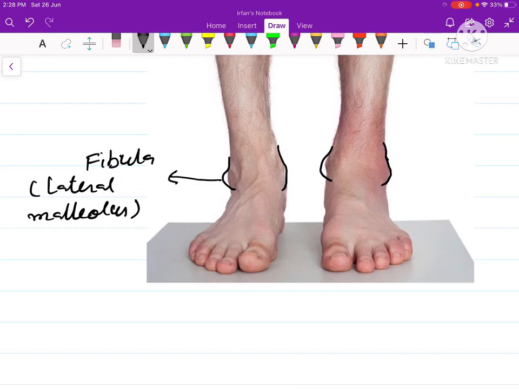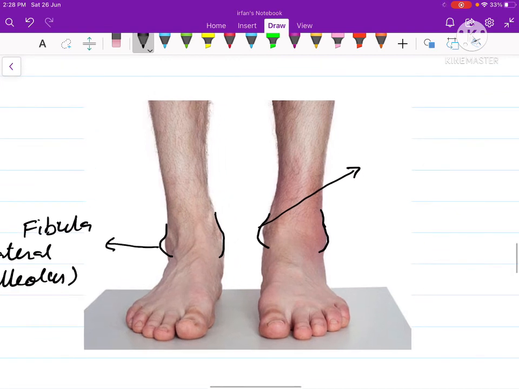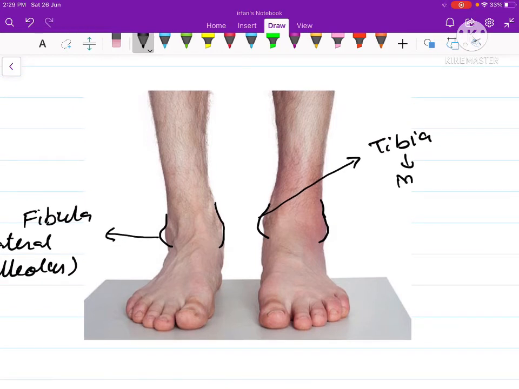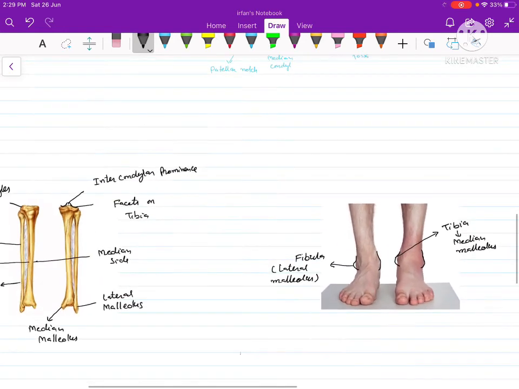Similarly, the medial prominence is formed by the prominence that arises from the tibia, the thicker bone. So the inner prominence of our ankle is formed by the tibia, and its prominence is in fact called the medial malleolus. So the malleolus forms the prominences of our ankle.